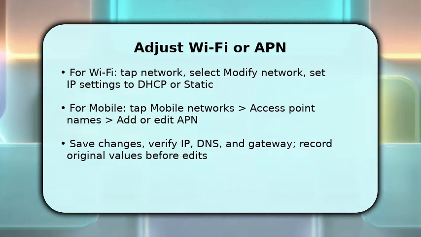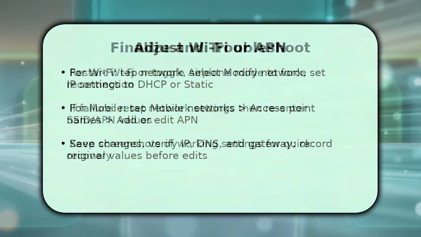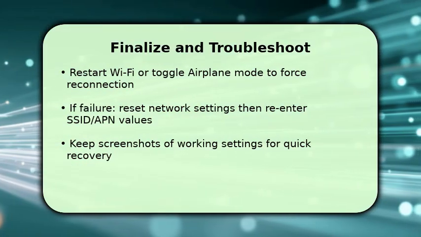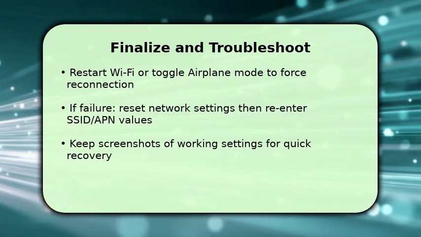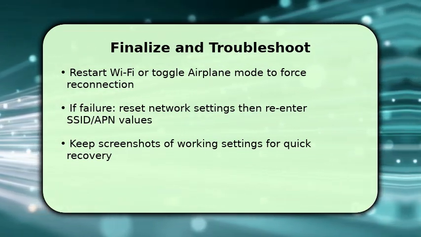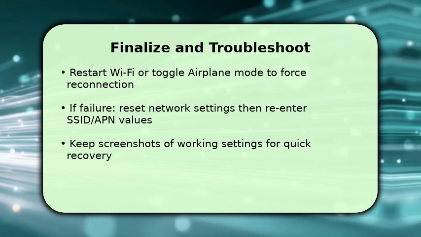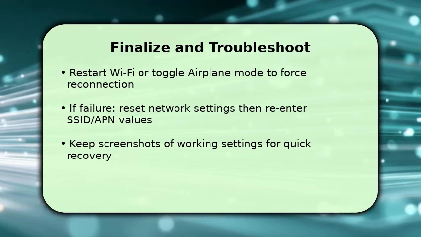To finish, restart Wi-Fi or toggle airplane mode to force the phone to reconnect with the new settings. This applies your changes immediately. If connectivity fails, reset network settings from Settings General Management and then re-enter SSID or APN values precisely.